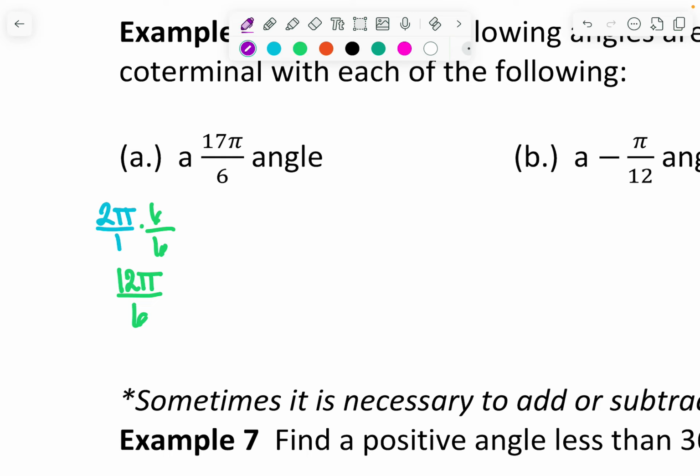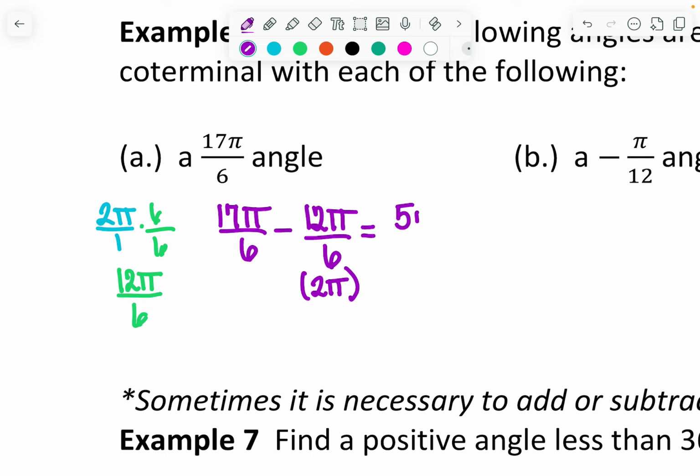So if I start with 17 pi over 6, I need to get a number less than 2 pi. So that means less than 12 pi over 6. So I'm going to subtract 12 pi over 6, because again, this is really just 2 pi. And that will give me 5 pi over 6. So this is the angle that is coterminal with a 17 pi over 6 angle.